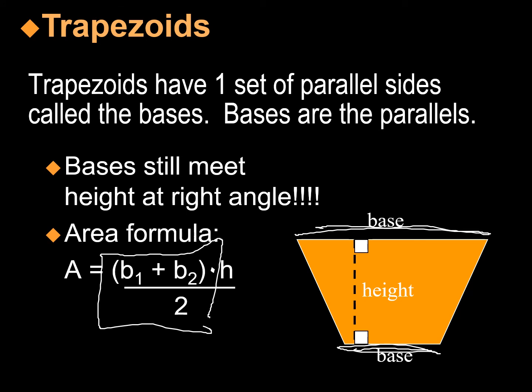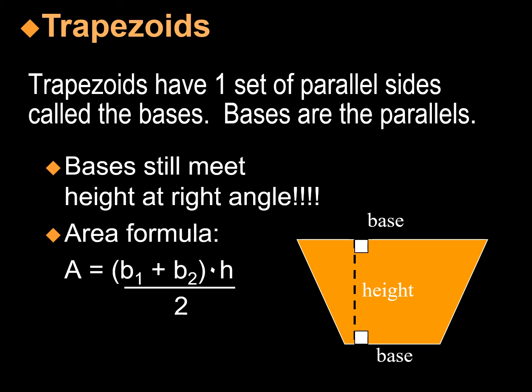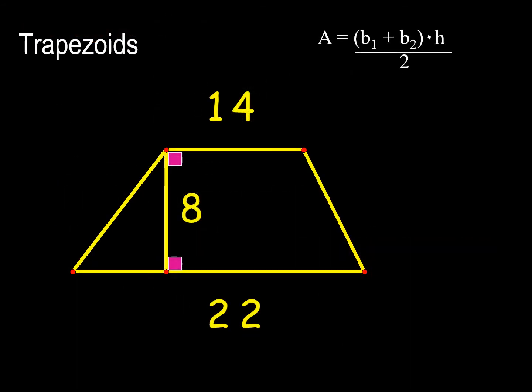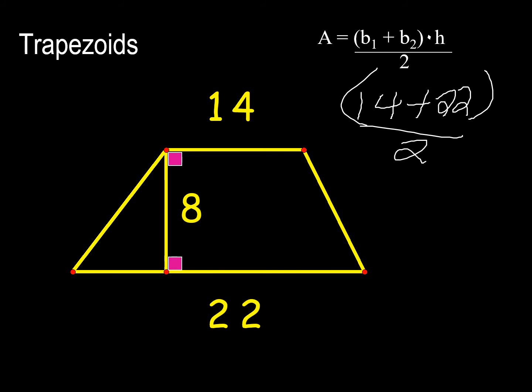So the whole formula is you add up the bases, then multiply by the height, divided by 2. But you can do this average part first. Get your average and then say times the height. Alright, so here we've got our 2 problems. So it'll be 14 plus 22. Add it up, divide by 2, and then times the height of 8.